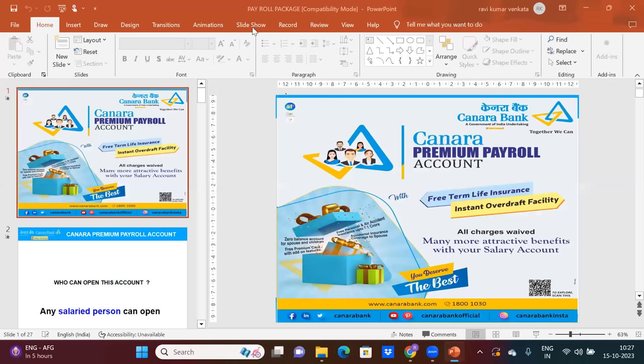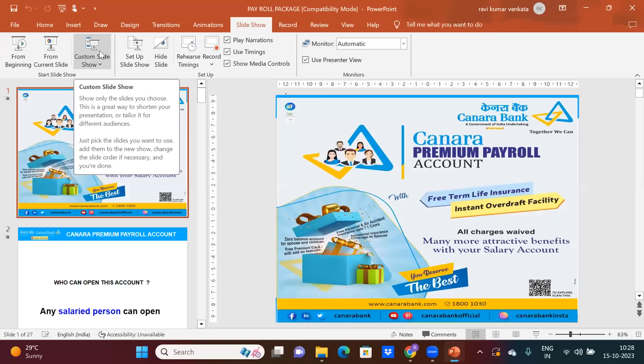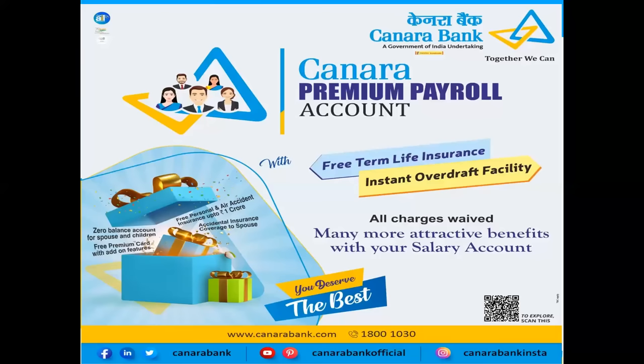Premium payroll, any salaried person can open. The screens are available, no? That is slightly bigger, so it is occupying more space. Yeah, one minute, sir. First of all, let me open. You can go for slideshow. It will be comfortable to everybody. Yeah, fully. So this is what everybody is asking.